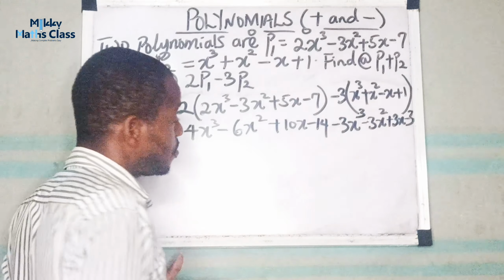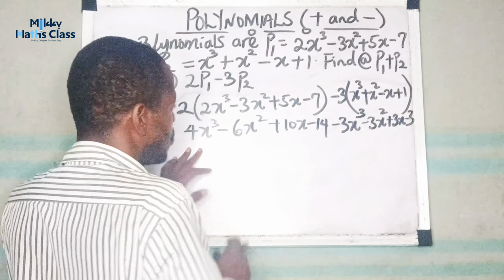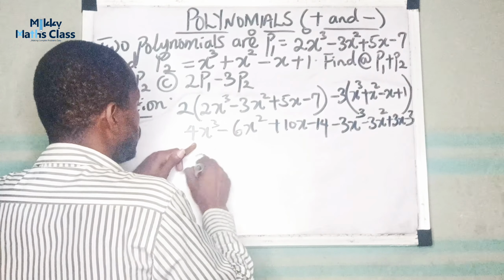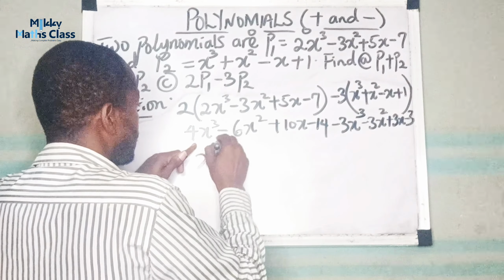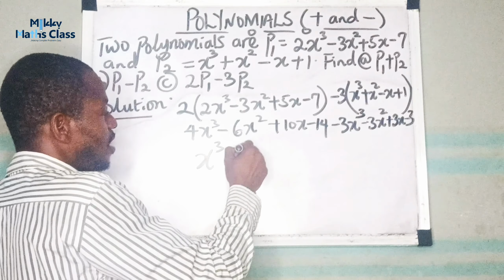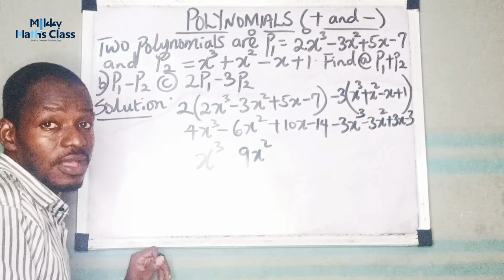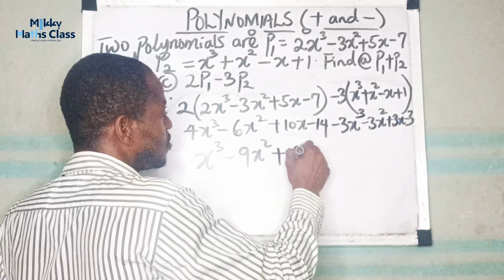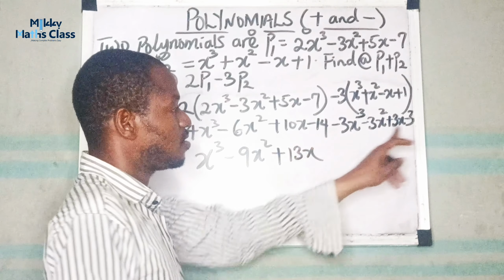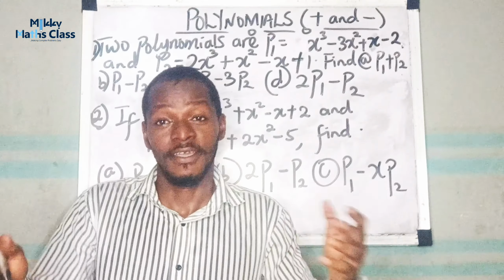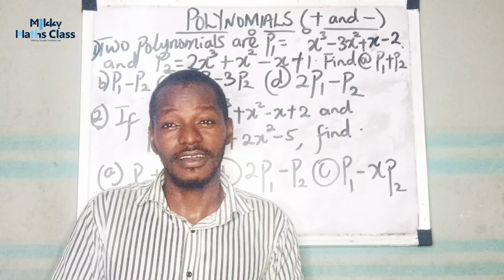It's for us to collect like terms and add. So this becomes 4x cubed minus 3x cubed, that will be x cubed. Let's go to the next power. Negative 6x squared minus 3x squared, that's negative 9x squared. Positive 10x plus 3x, that's plus 13x. And you have negative 14 minus 3, that's negative 17. Alright, I hope you have learned in today's class.